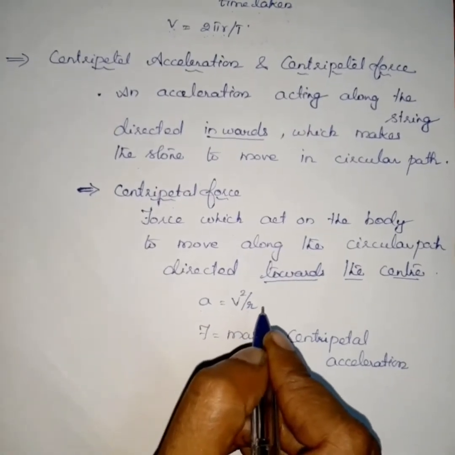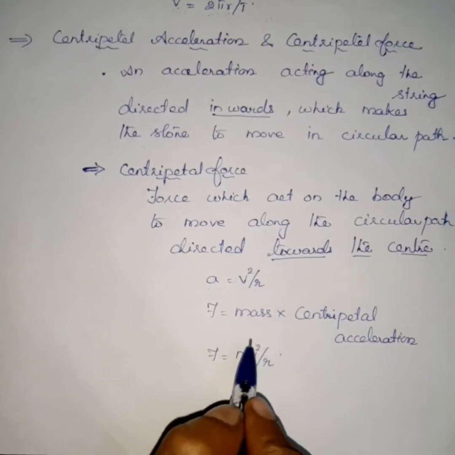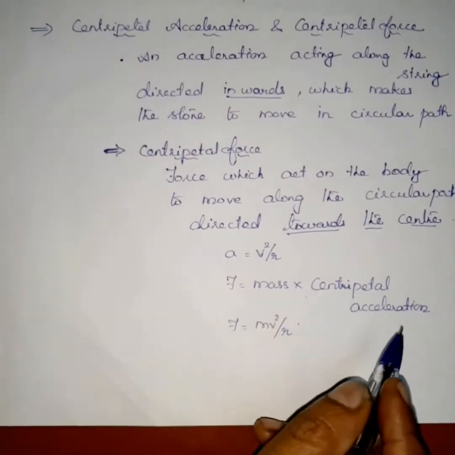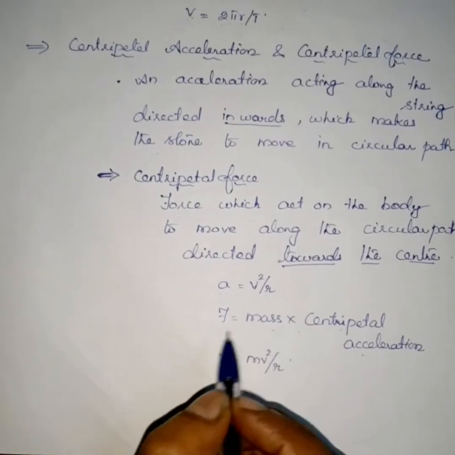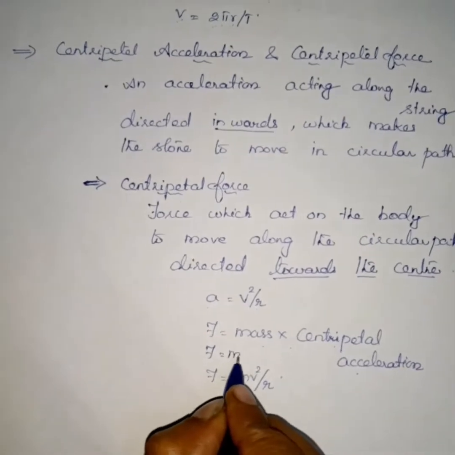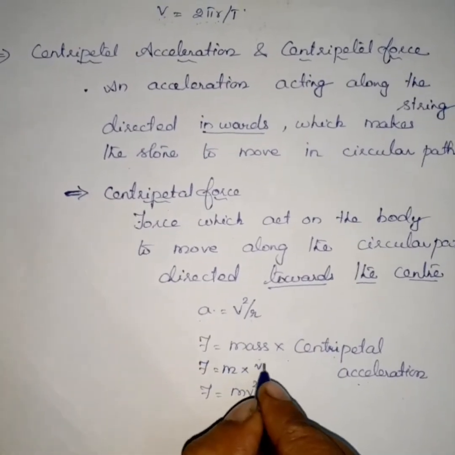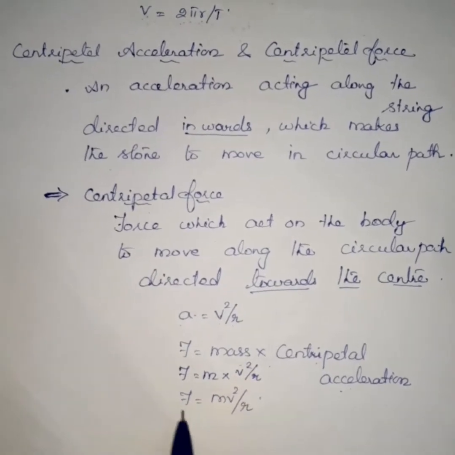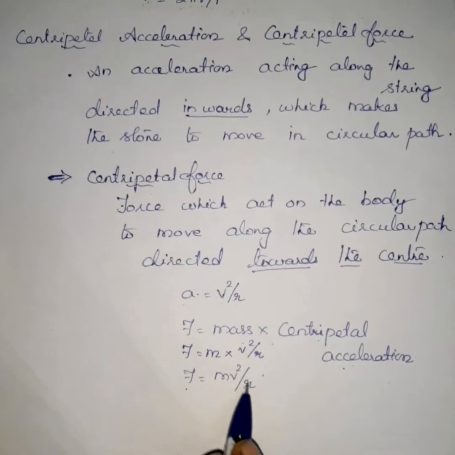So the magnitude of the centripetal force is given by F is equal to mass into centripetal acceleration. Mass is m, multiplied by the centripetal acceleration, v square by r. So F is equal to m v square by r.